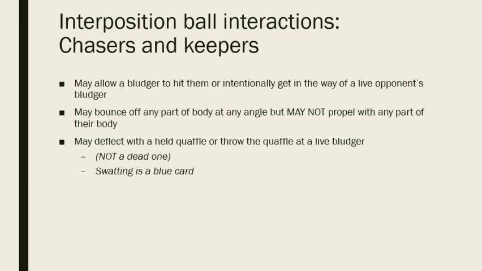For chasers and keepers, and we're now talking about bludgers, you are explicitly allowed to let a bludger hit you or intentionally get in the way of a live opponent's bludger. So if you see a bludger coming in at your seeker and you want to do a hero dive to block that bludger, go for it. It can bounce off any part of your body at any angle, but you cannot propel the bludger with any part of your body. So if you do the cheeky turn thing and deflect the bludger way off in the other direction, you've propelled that, so that's going to be illegal for you. But you can perfectly get in the way of it.